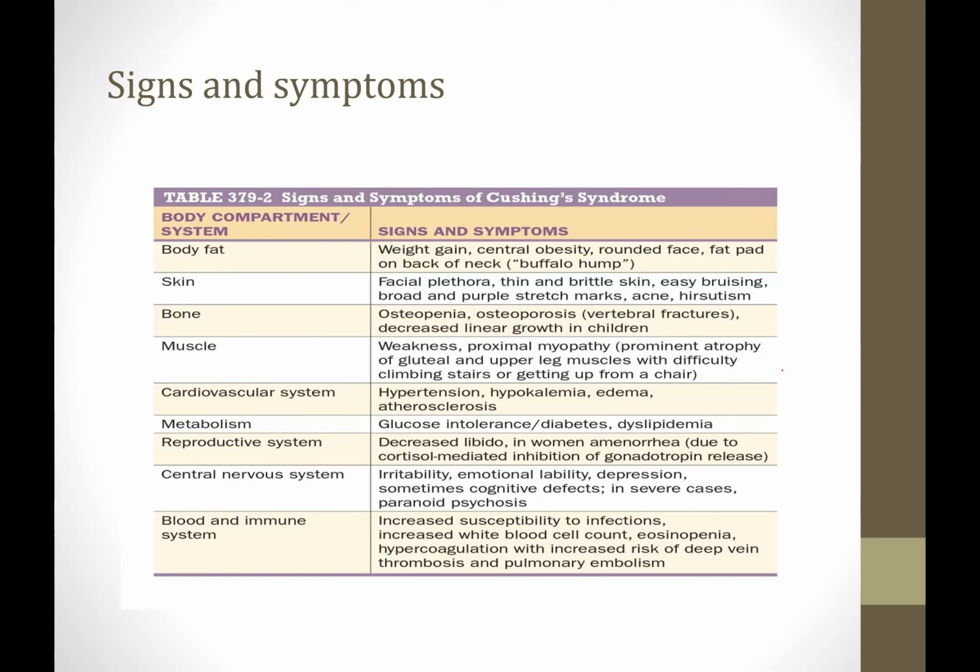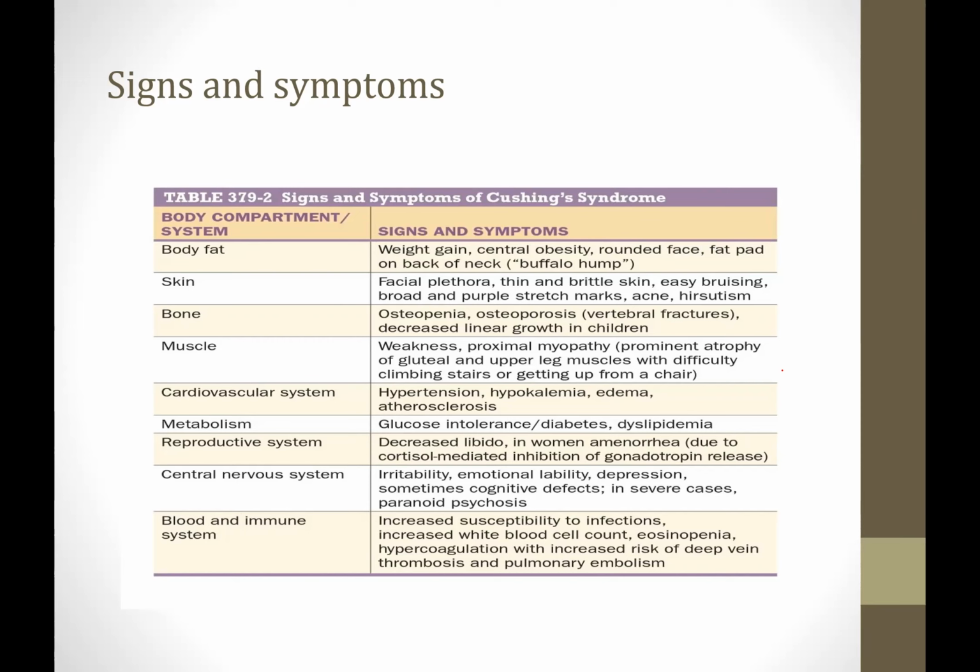In the reproductive system, it causes decreased libido and amenorrhea in women. In the central nervous system, it causes irritability, emotional lability, depression. In the blood and immune system, there is increased susceptibility to infections, and there is a risk of deep vein thrombosis and pulmonary embolism. Here, the body fat, skin, bone and muscle features are discriminatory features of Cushing's syndrome, whereas cardiovascular, metabolic and reproductive features are non-discriminatory features of Cushing's.